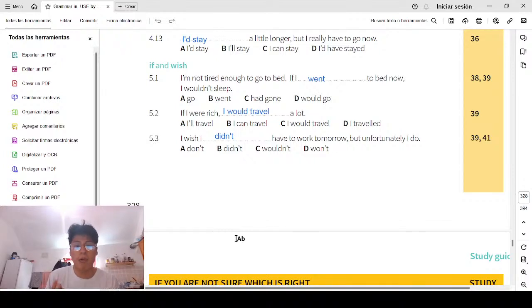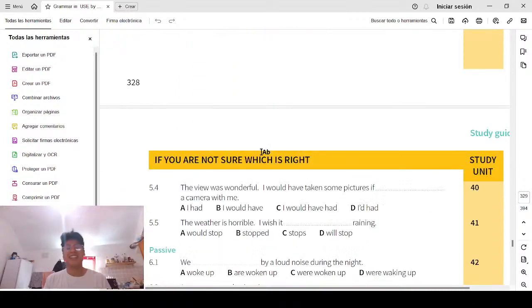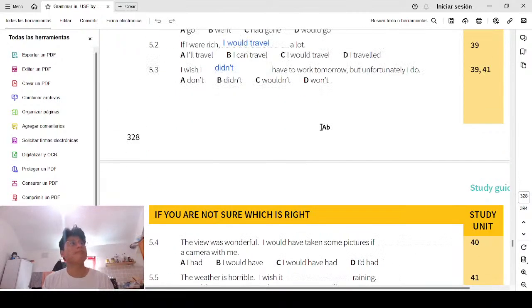That's why in the first and the second it says "if I went to bed" or "if I were rich," "I wish I didn't have." Check it out. All the sentences are in the past because we're talking about an imaginary, hypothetical situation. In my language, that's Spanish, we don't have that. No, that's different.